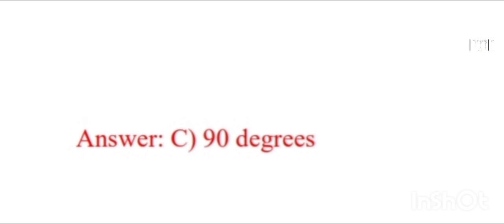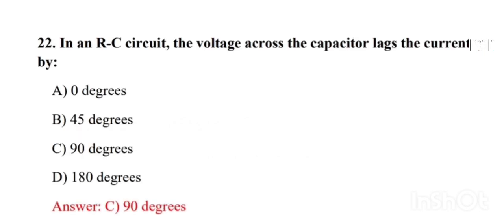Question number 22. In an RC circuit, the voltage across the capacitor lags the current by: option A, 0 degrees; option B, 45 degrees; option C, 90 degrees; option D, 180 degrees. The right answer is option C, 90 degrees.